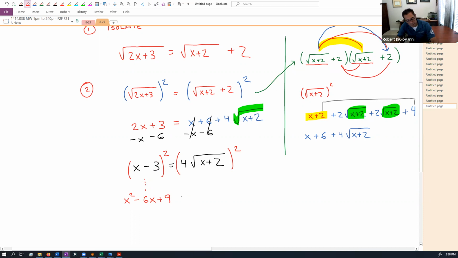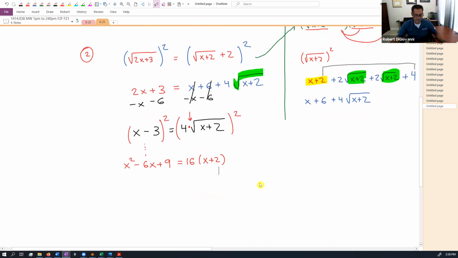Then on the right-hand side, be real careful here. When you square this, because this is multiplication right here, you will square the 4 and then you will square the root. So if I square 4, I get 16. And if I square the root, it goes away and I'm left with the x plus 2. So square the 4, get 16, square the square root, the square root goes away, but the 16 will still have to distribute through.